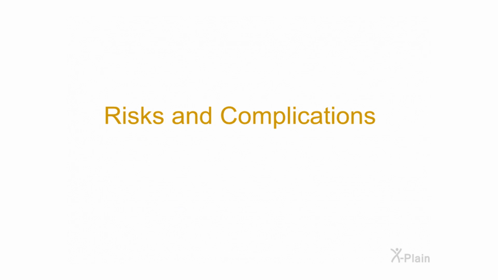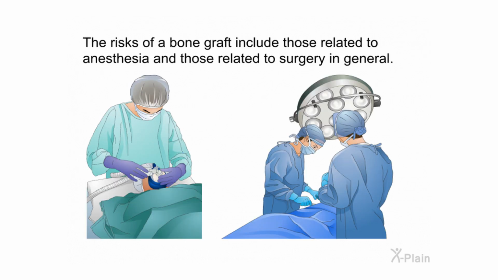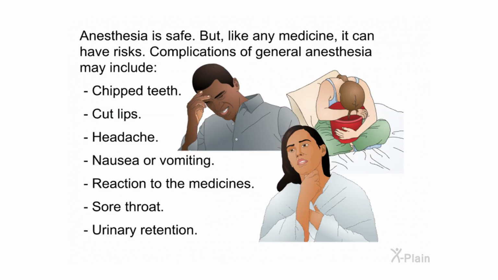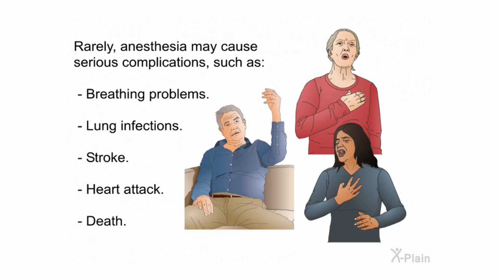Risks and complications. The risks of a bone graft include those related to anesthesia and those related to surgery in general. Anesthesia is safe, but like any medicine, it can have risks. Complications of general anesthesia may include chipped teeth, cut lips, headache, nausea or vomiting, reaction to the medicines, sore throat, urinary retention. Rarely, anesthesia may cause serious complications such as breathing problems, lung infections, stroke, heart attack, death.